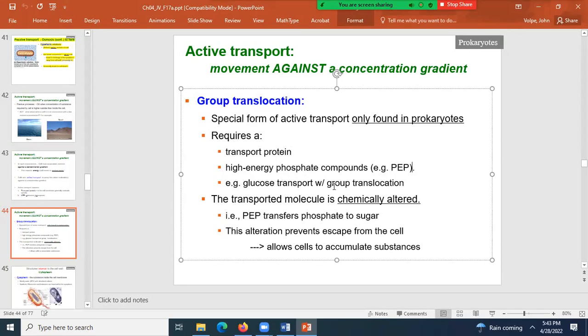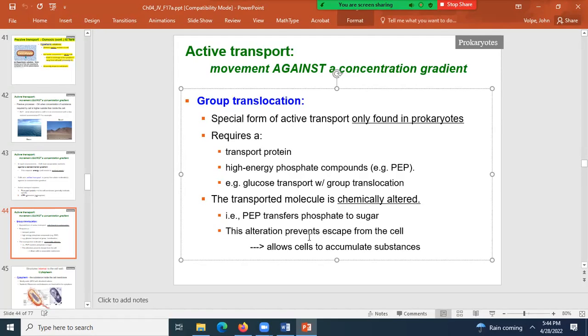The difference between glucose in a prokaryote being transported by a transport protein and by group translocation is that when the molecule is moved into the cell by group translocation, the molecule is chemically altered. For example, in the case of glucose moving into the cell, PEP transfers a phosphate group onto glucose. And so the glucose is changed. It's no longer glucose. It'll be glucose 6-phosphate.